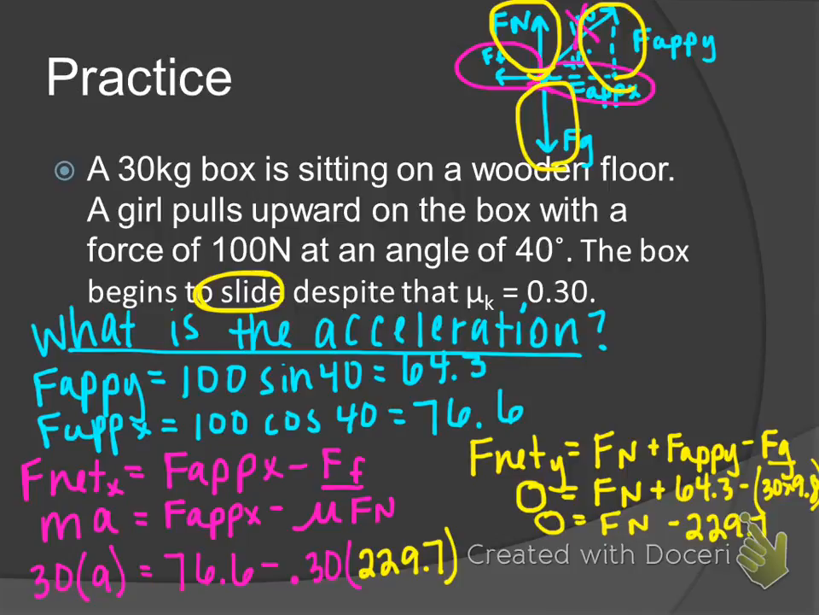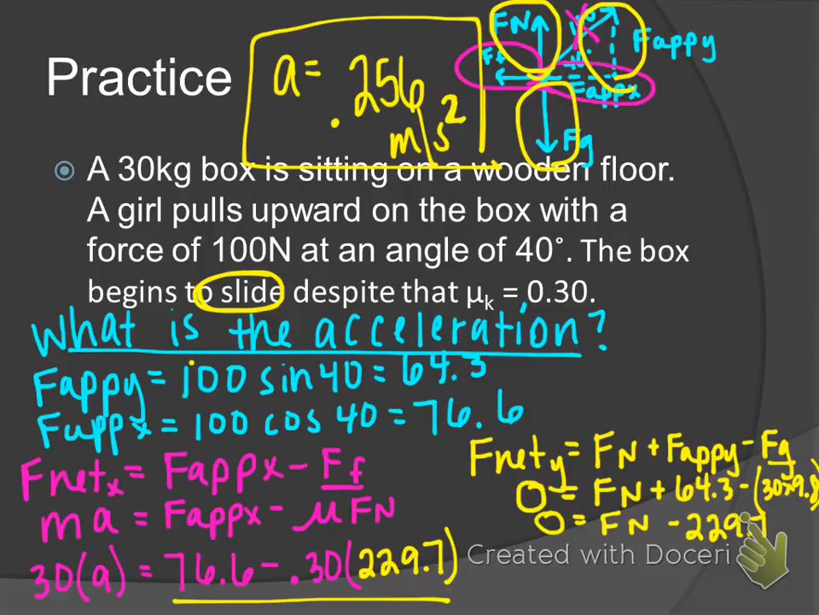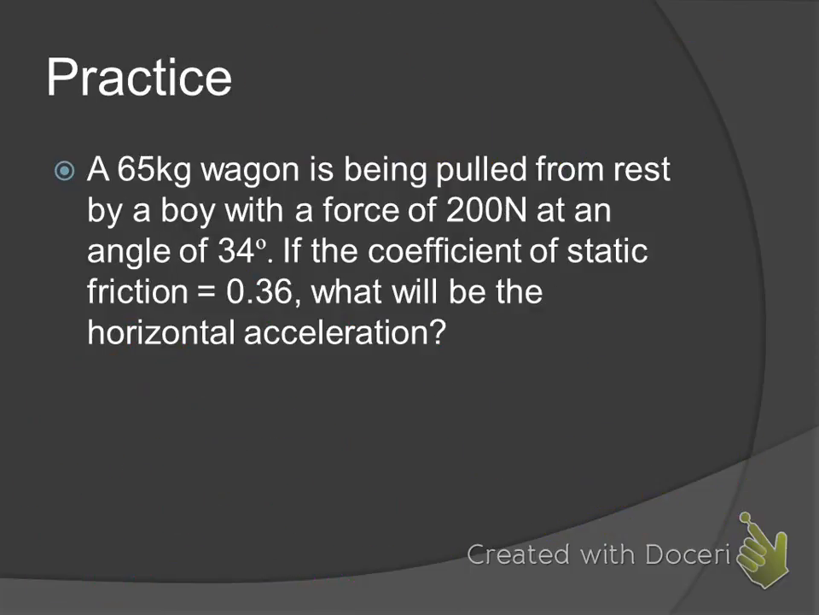Now we can go through, combine these, divide by 30, and solve for our acceleration. Okay, so we got our acceleration to be 2.256. Let's try this one on your own.